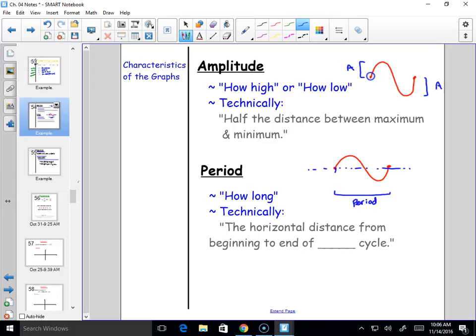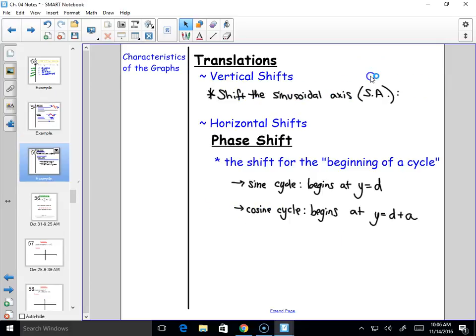Now, if it's starting at A and ending at B, the period would be B minus A. It's the distance between the beginning and the end, which for a sine goes from middle to middle, but at the end, it actually crosses 3 times. So it's the horizontal distance from the beginning to the end of one cycle. One cycle. All right, do we have those two? Amplitude, how high, period, how long.